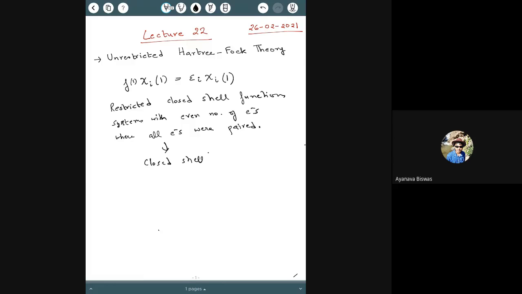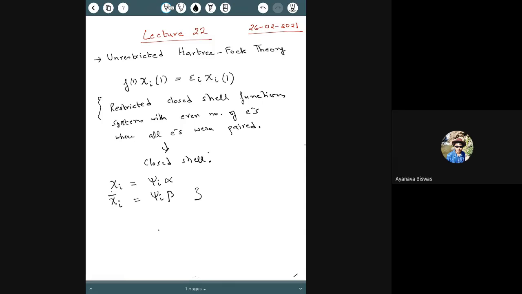So we made this assumption, which meant that every spin orbital is written as a product of a spatial part and a spin part. So if this is the alpha spin orbital, then the corresponding beta spin orbital, the beta spin ith orbital, has the same spatial part but a different spin part. So this is what was called restricted.